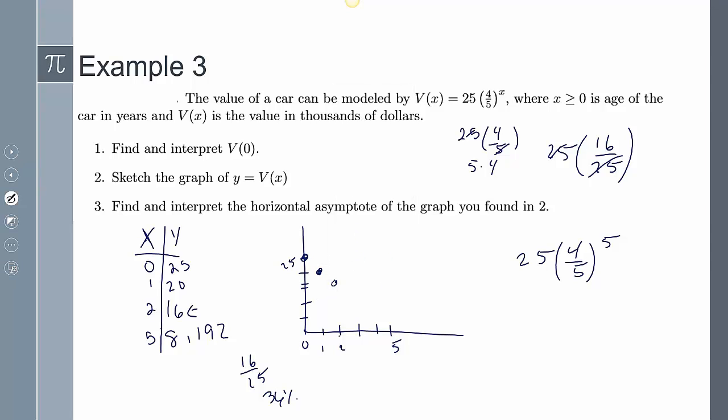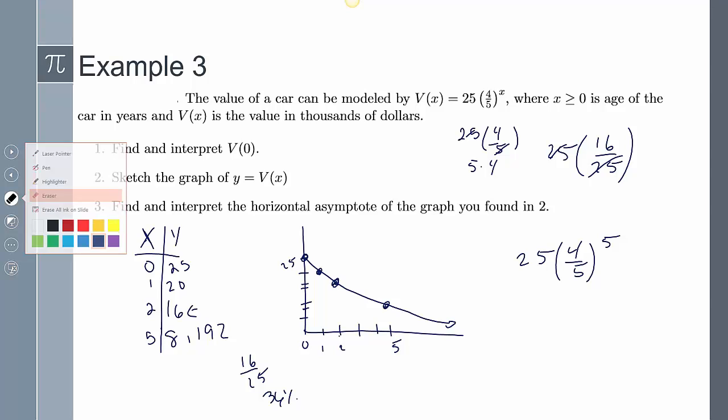So 20, it's about right there. That's about 16 right there. And then at 5, we said it was about 8.2, so that's about right there. And as we can see, it might be dipping even lower like that. So it's probably following that type of model, and it looks like it's approaching 0 there.